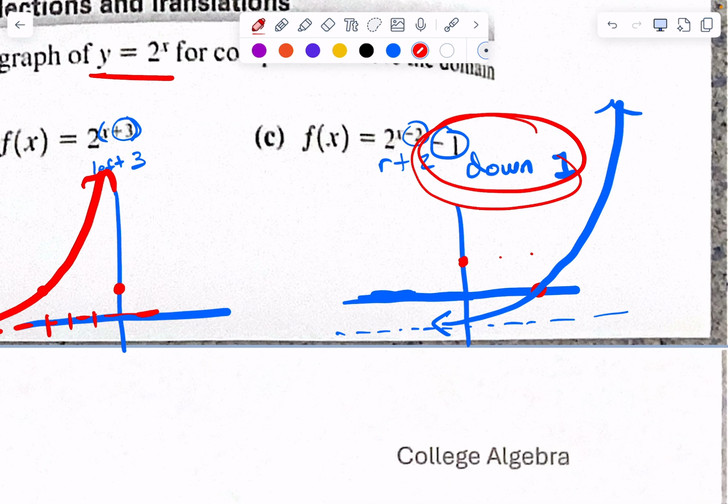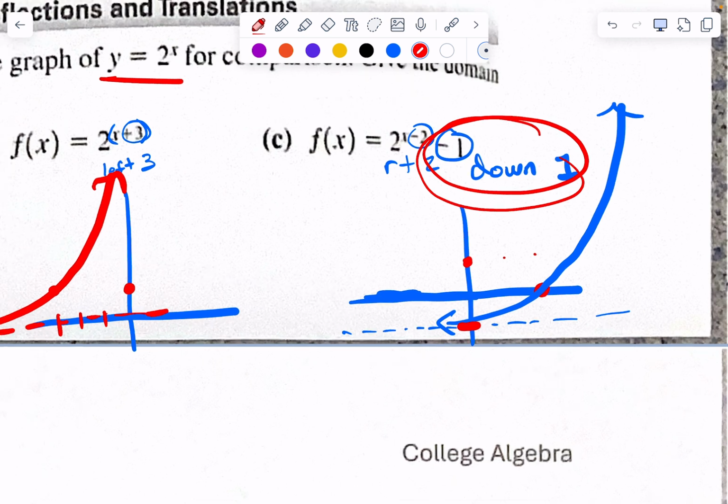Okay, and I'm not very particular. Look at my graphs, they're not real great. Is the horizontal asymptote just -1? Yes, correct. He's just here at -1. That's the only thing that moves your horizontal asymptote, when it goes up or down. Left and right doesn't move your horizontal asymptote.